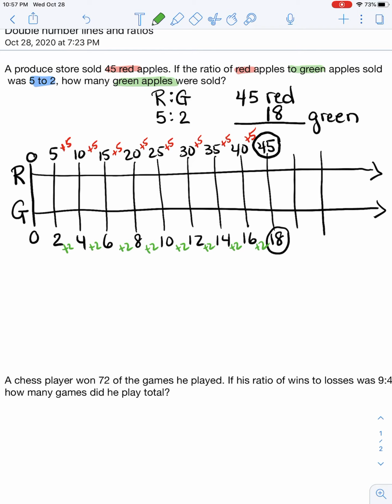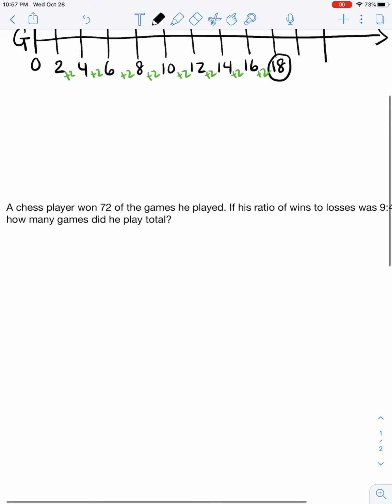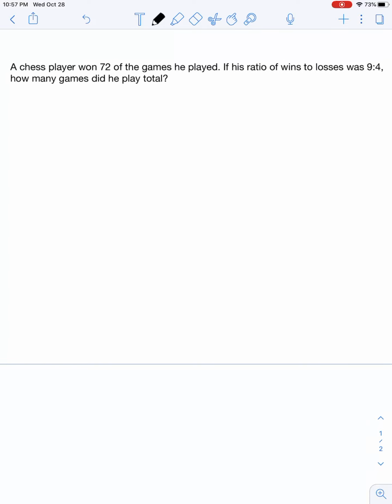If you know about ratio tables and additive reasoning, this works on the same premise as using additive reasoning on a ratio table. But it's kind of fun, and I think it's easy to use. So let's take another problem and see if we can do the same strategy.